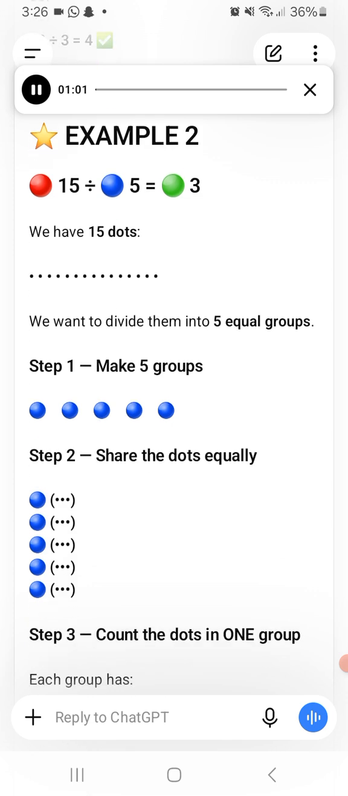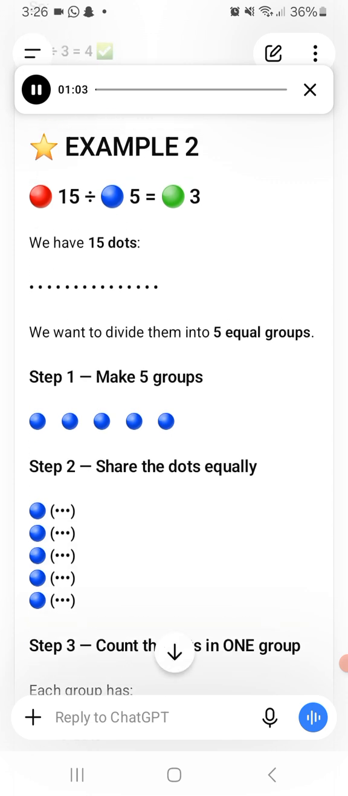Example 2. We have 15 ÷ 5. We have 15 dots. We want to divide them into 5 equal groups. Step 1, make 5 groups. Step 2, share the dots equally. Step 3, count the dots in one group. Each group has 3 dots. Therefore, 15 ÷ 5 = 3.